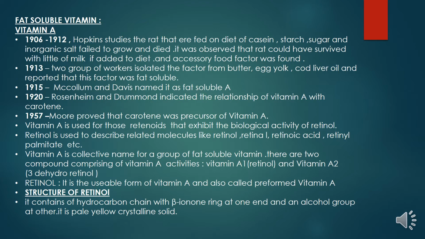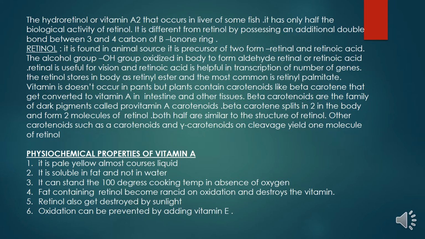Retinol is the usable form of vitamin A and it is also called preformed vitamin A. Structure of retinol: it contains a hydrocarbon chain with a beta-ionone ring at one end and an alcohol group at the other. It is a pale yellow crystalline solid. The dehydroretinol or vitamin A2, which occurs in the liver of some fish, has only half the biological activity of retinol. It differs from retinol by possessing an additional double bond between carbon 3 and 4 of the beta-ionone ring.